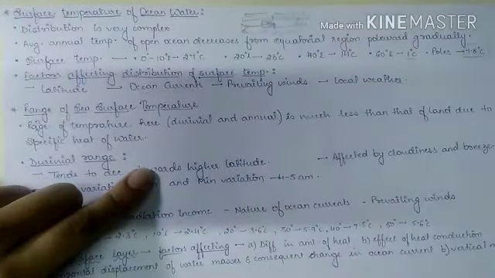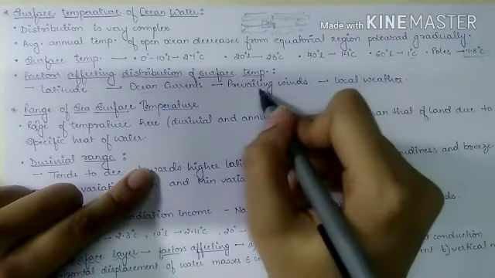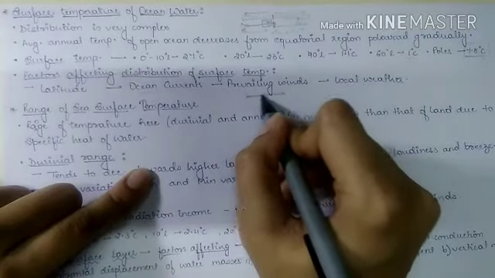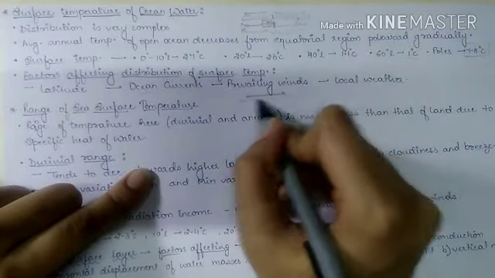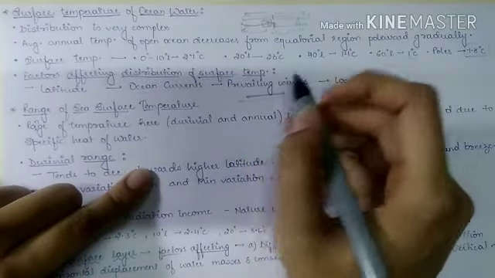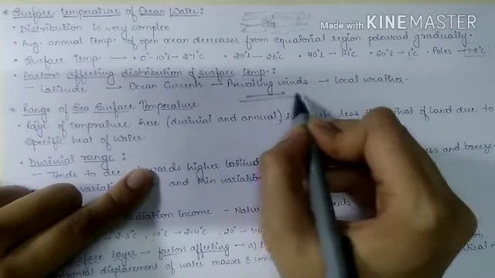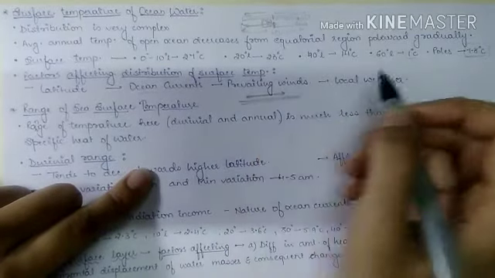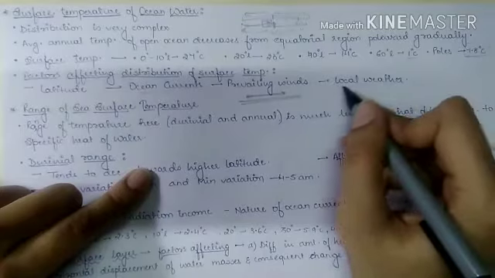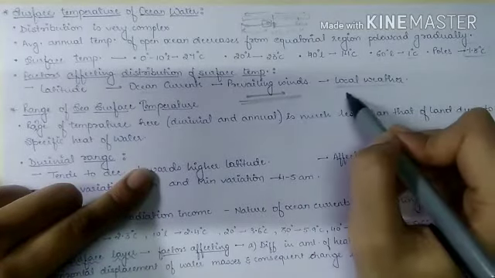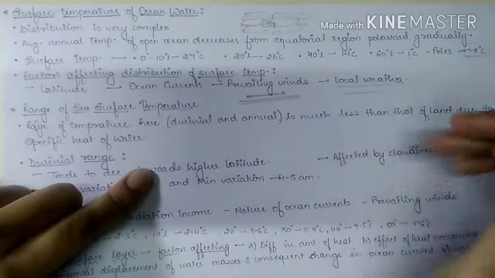Next we will have prevailing winds. So the prevailing winds, like if we have warm winds that are moving over ocean, so these warm winds, by the process of convection, will heat up the surface of ocean. Okay, then local weather condition also in a similar way affects the temperature of surface water.